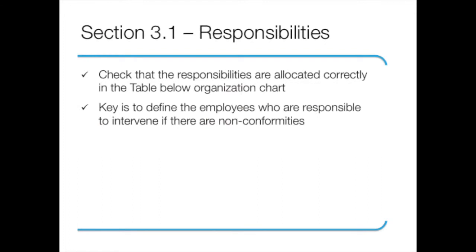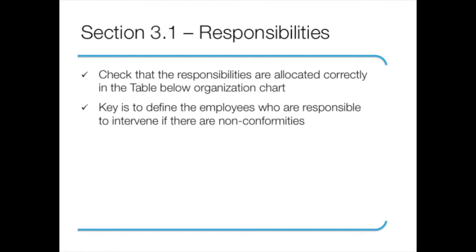After you've filled out the organization chart, make sure that the responsibilities in the table below are correct. Here the key is to make sure that you define the employees who are responsible to intervene if there are non-conformities. It's recommended that you authorize, and at the same time require, every single employee to intervene if there are any major nonconformities.